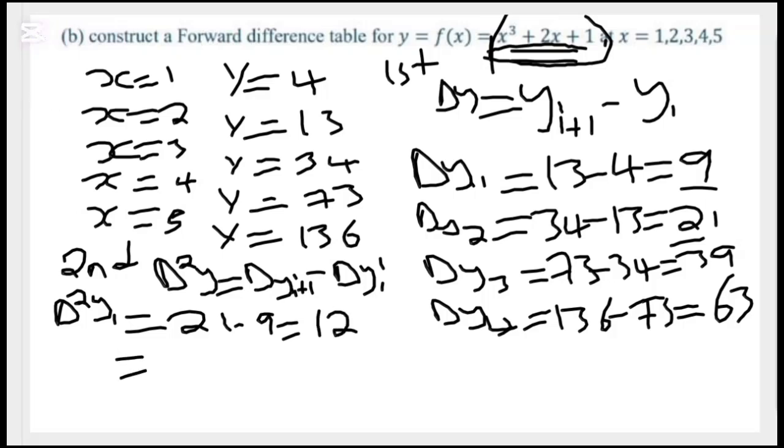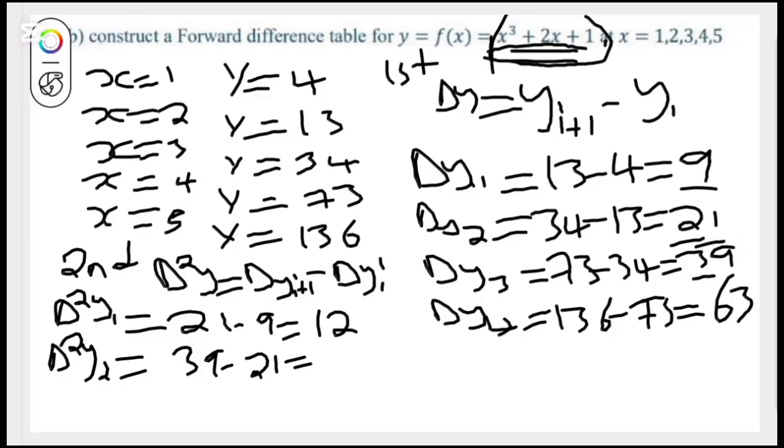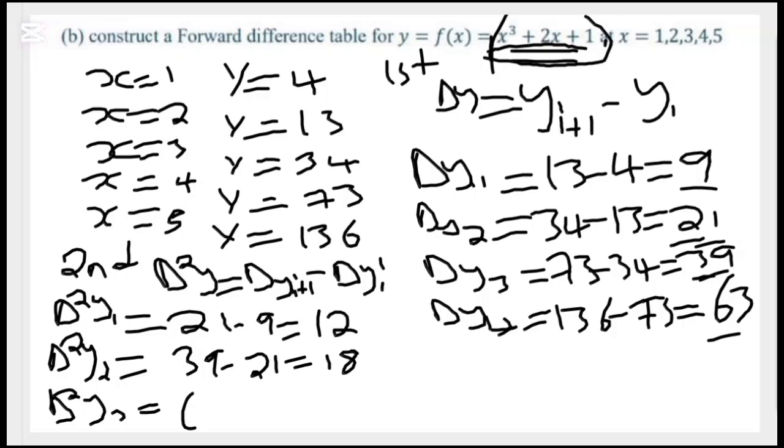And therefore for d square y2, it is the same thing as saying 39 minus 21, and I'll get 18. Then I will have d square y3, it is the same thing as this minus this, which is 63 minus 39. So I'll get 24.